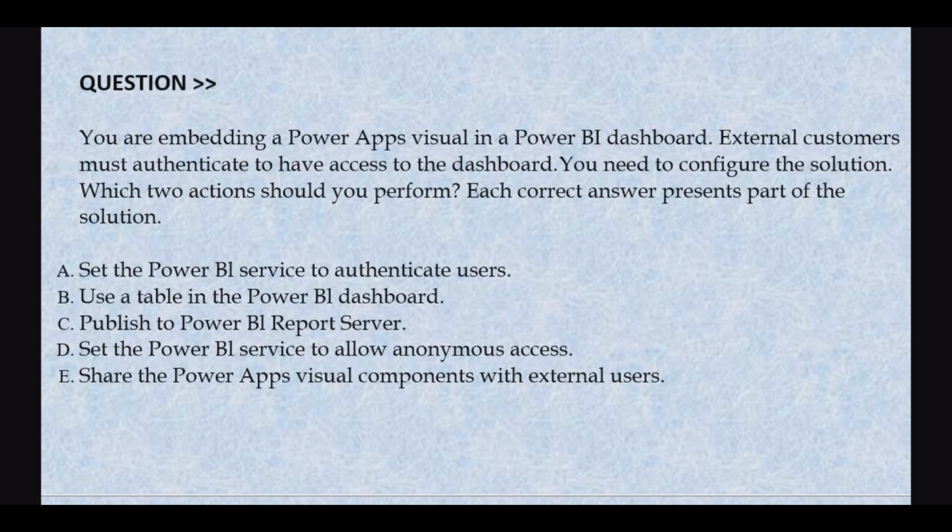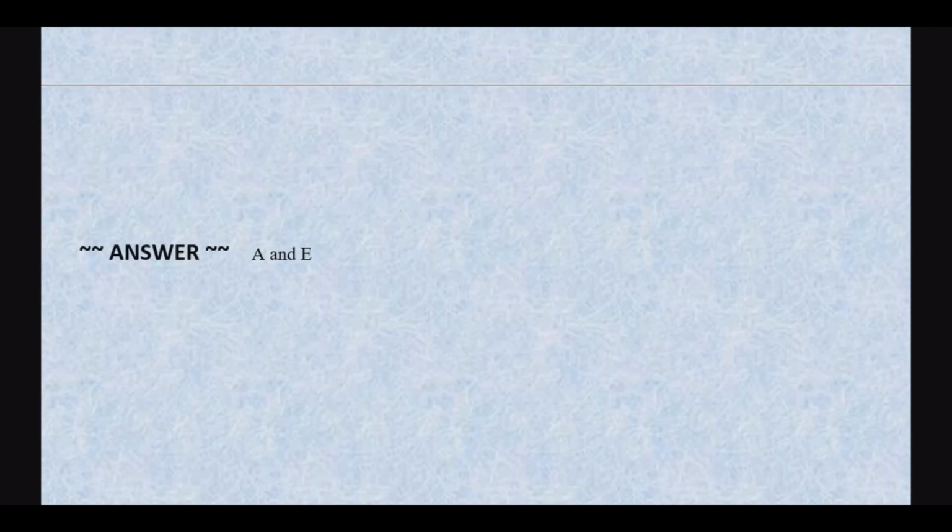Option A, set the Power BI service to authenticate users. Option B, use the table in the Power BI dashboard. Option C, publish the Power BI report server. Option D, set the Power BI service to allow anonymous access. Option E, share the Power App visual components with external users. The correct answer is options A and E.